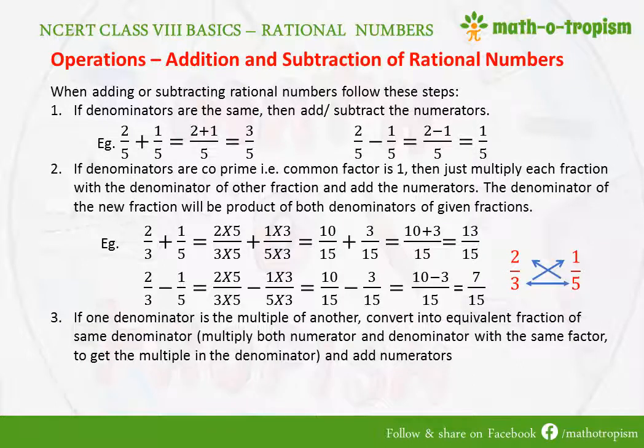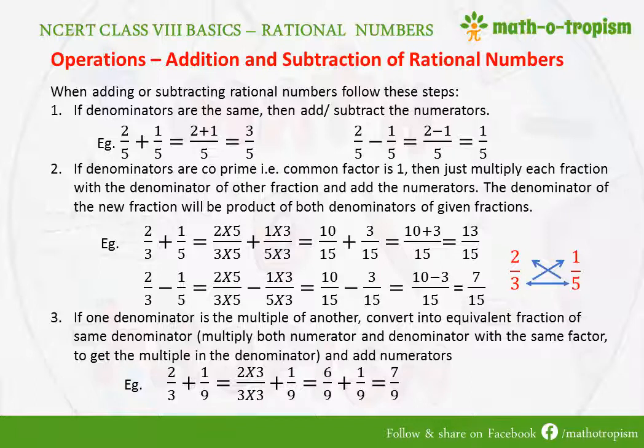Next, if one of the denominators is a multiple of the other, then it means that we need to convert the original one into the multiple or equivalent fraction with the same denominators. So for example, it is 2 by 3 plus 1 by 9, which means 3 is a factor of 9. That means 9 is a multiple of 3, which comes in the 3 table. Hence, we need to just multiply by the factor which is going to convert 3 into 9.